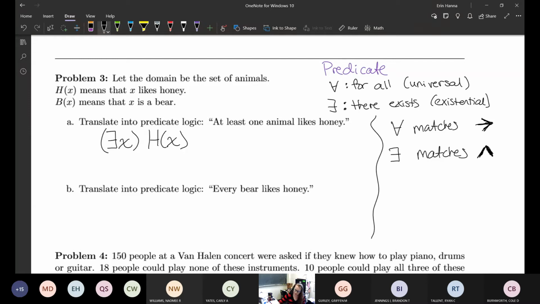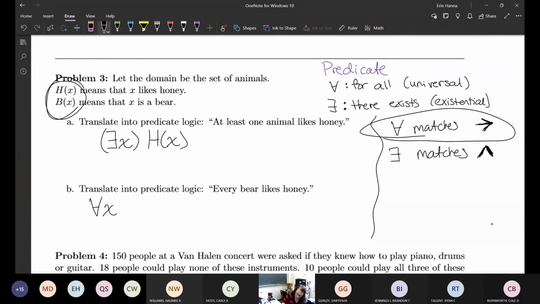Whereas in the next one, every bear likes honey, that's going to involve both of those. We're going to need an imply symbol here because we're going to use the for all, because if it's every bear, it's all bears. So all bears like honey. Now, this is where it gets a bit weird, where in predicate logic, it almost doesn't sound like that. You feel like you should be able to write every bear likes honey in some kind of predicate logic, but it actually becomes for all bears, if it's a bear, then it likes honey, which is why that matches with an imply symbol.